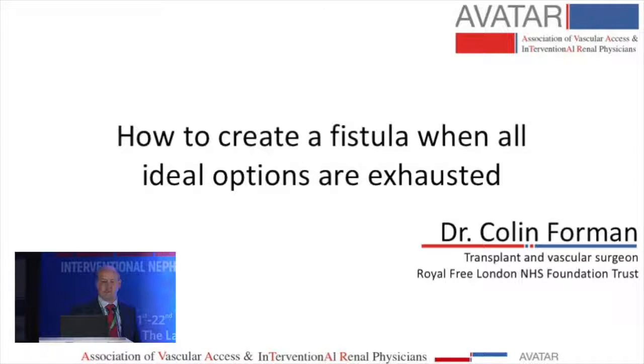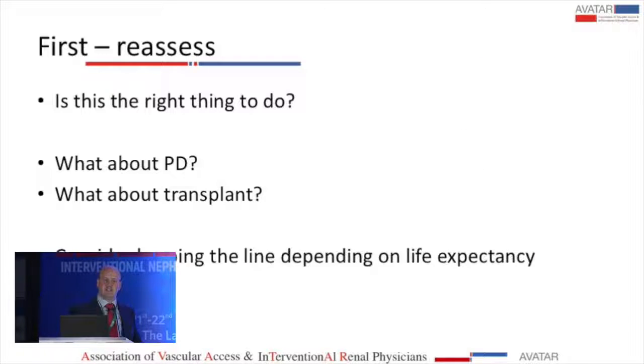How to create a fistula when all the ideal options are gone. So the first thing when you see the patient is you need to think, am I doing the right thing here? Just because they're referred into your office for a fistula doesn't mean it's the right option for them. You need to start thinking laterally when things become difficult. You need to think about peritoneal dialysis, which is underused in my opinion. You need to think about, can this patient be transplanted? Talk to them about possible live donors and so on.